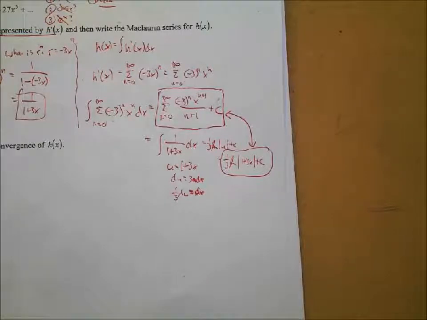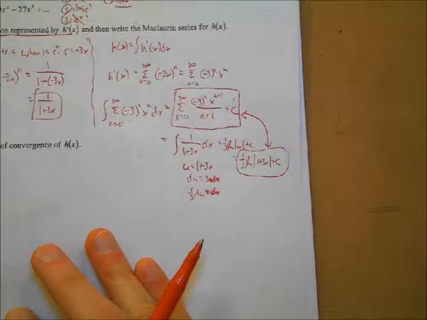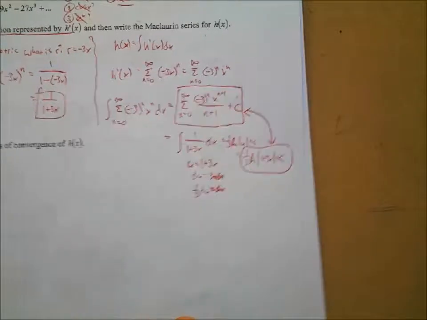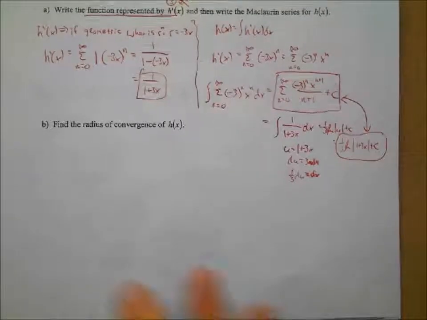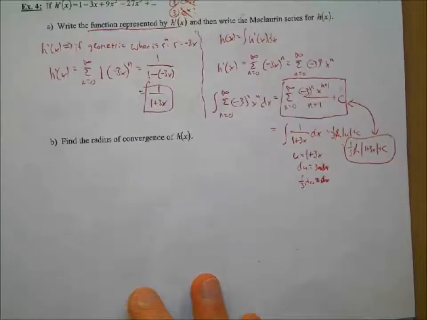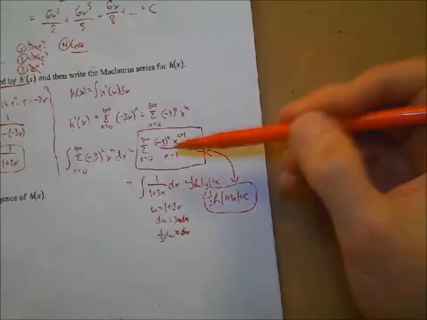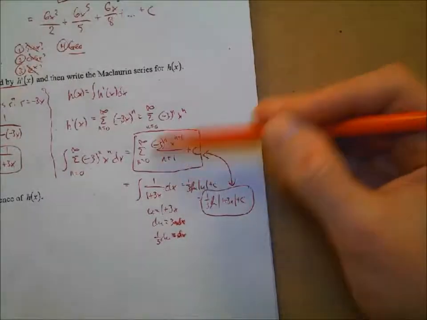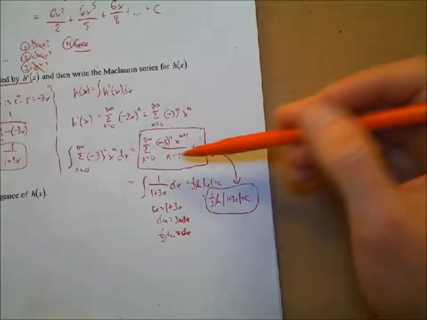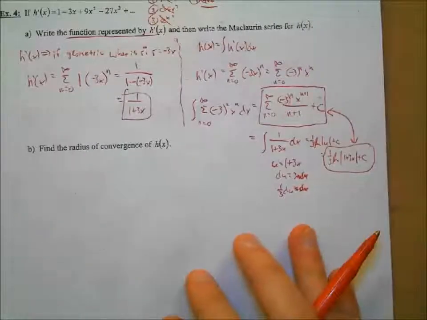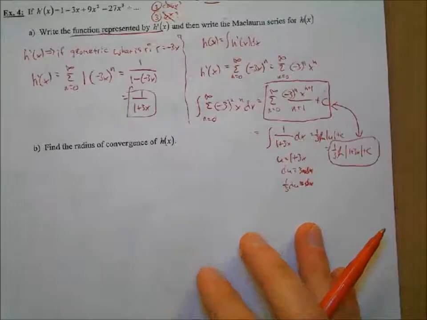Letter B here says find the radius of convergence of h of x. But what test are we going to use to find that? The ratio test. Because we established that h of x is no longer geometric, so we have to use the ratio test to determine the radius of convergence.